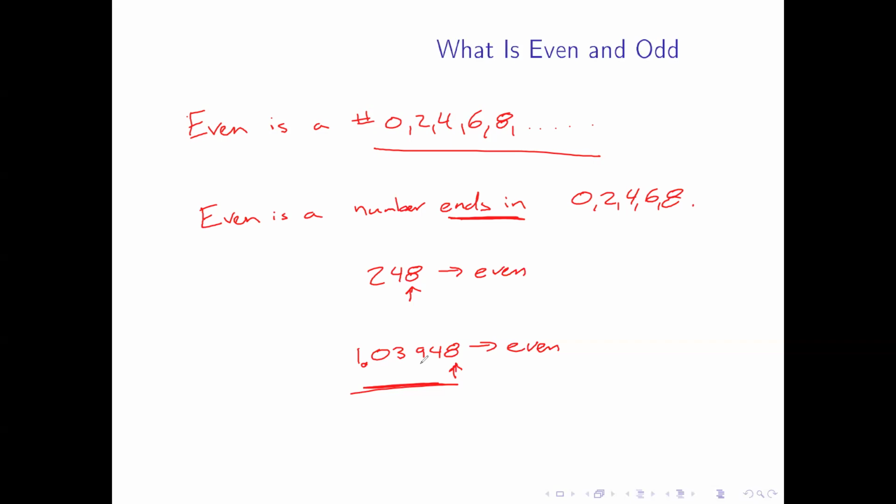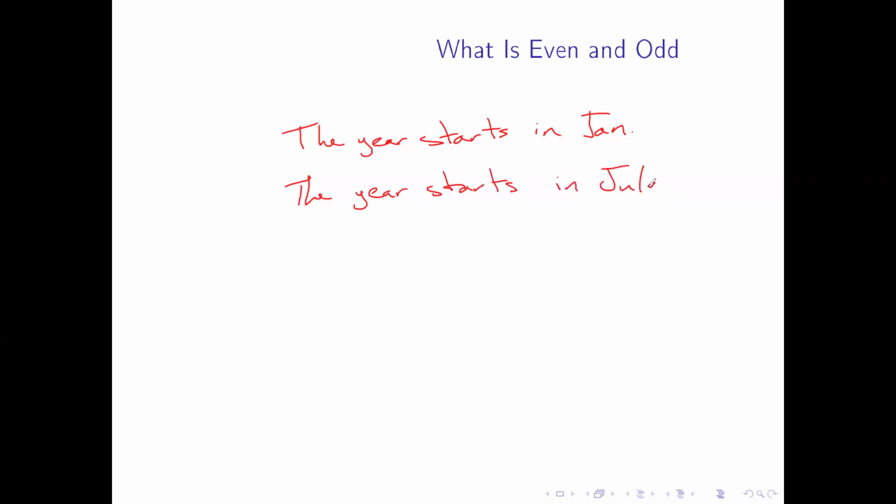It's not here on this paper, but I'm going to erase this and show you. What if I say two statements? I'm going to say the year starts in January. I will also say the year starts in July. Now obviously these are statements, they're either true or they're false. The truth is both could be true, both could be false. And the reason being, it depends on how you define the year.